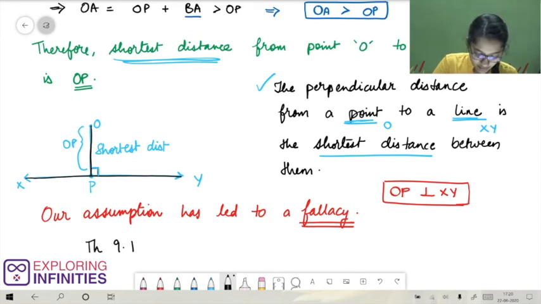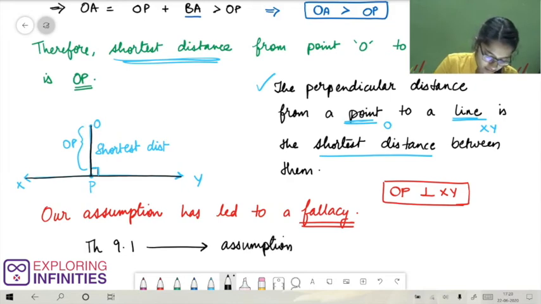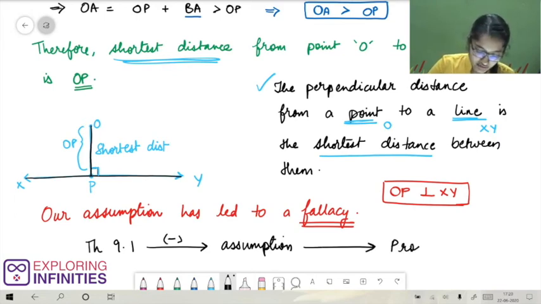This is theorem 9.1. In our assumption, we assumed that theorem 9.1 is wrong. So here we have one negative statement. Then we proved that the assumption is also wrong. As we discussed earlier, negative into negative gives us positive.